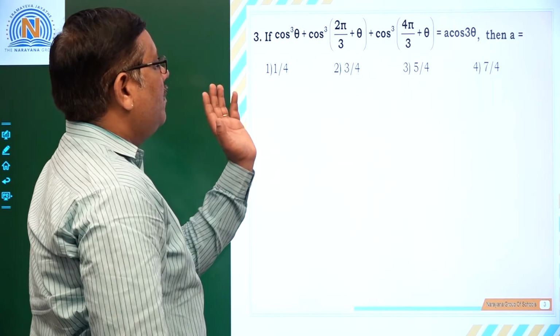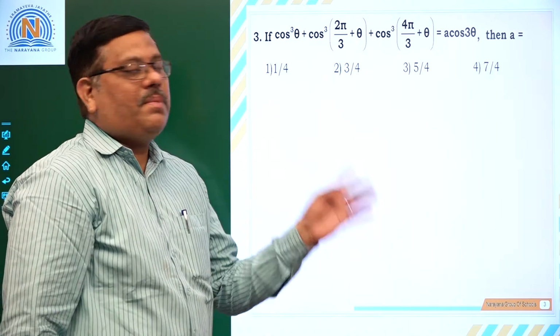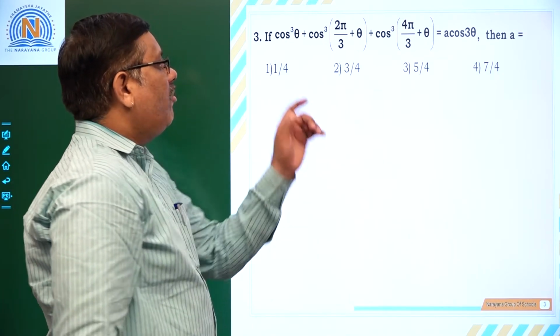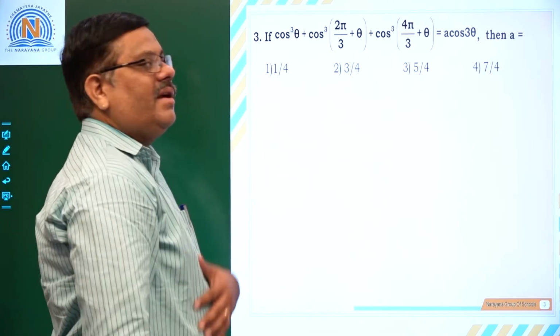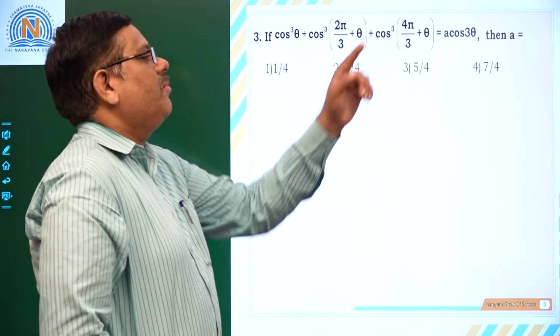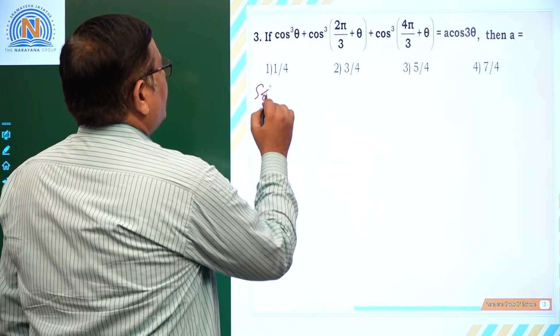What is the value of, see, if cos cube theta plus cos cube of 2 pi by 3 plus theta plus cos cube of 4 pi by 3 plus theta is equal to a times cos 3 theta, then a is equal to. In fact, this is also an important identity. Okay, but here also I will try to prove it.